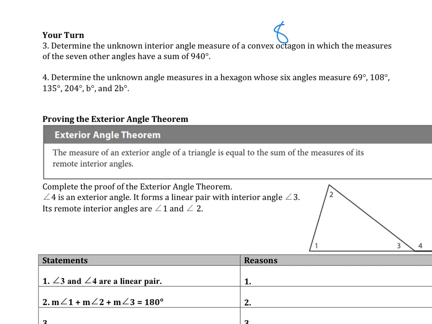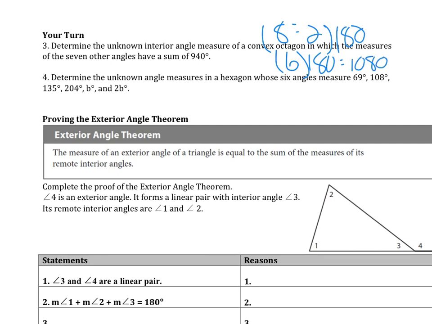Good. If we substitute the 8 in for our n minus 2, we have 8 minus 2 times 180. So then we get 6 times 180, which equals what? 1080.